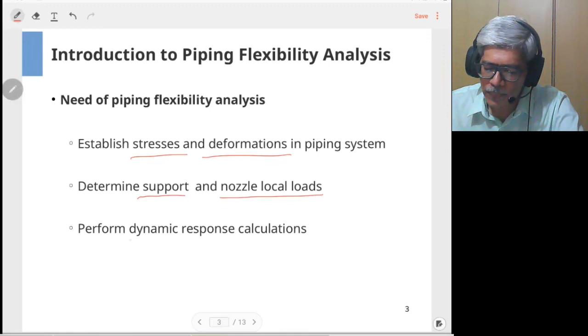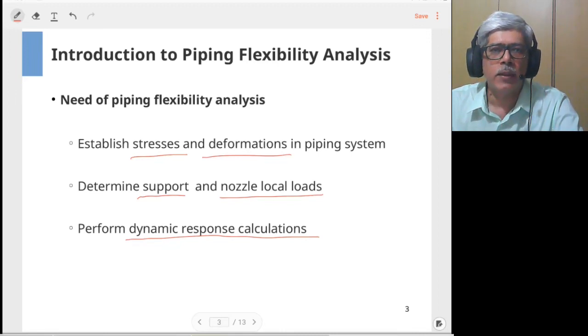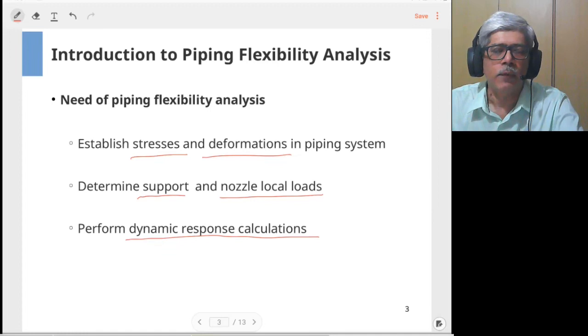And thirdly, the dynamic response calculations. That is, in certain situations where there is flow induced vibration or any vibrating equipment operating near the piping system, we need to do the dynamic analysis. So the flexibility analysis also covers the dynamic analysis of piping systems, although we are not going to cover that in this course, but that is also an important part for certain types of piping layouts.